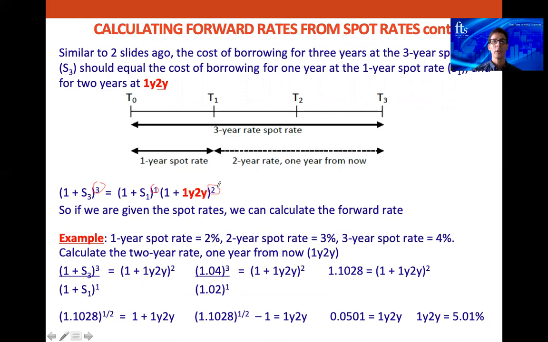We're good to go. So if they want us now to work out the 2-year rate 1 year from now, we've set up what we need to do. So here are the spot rates again, the same as we had on the previous slide. Now to work out the 2-year rate 1 year from now, all we've got to do is divide both sides by 1 plus S1 like we do there. So this can now be on its own. Again, we can call that X if we want to. We've got to now solve for X.